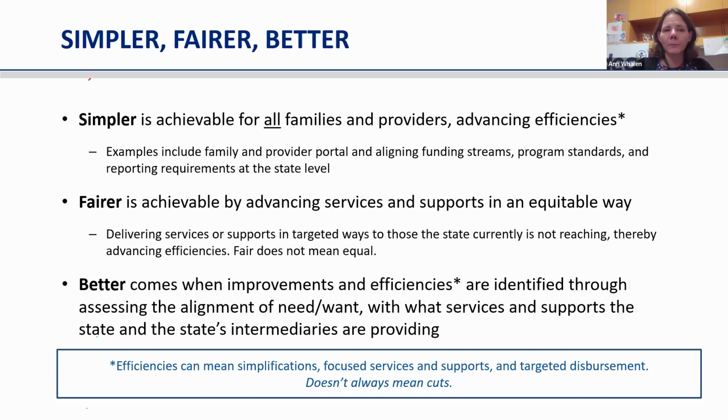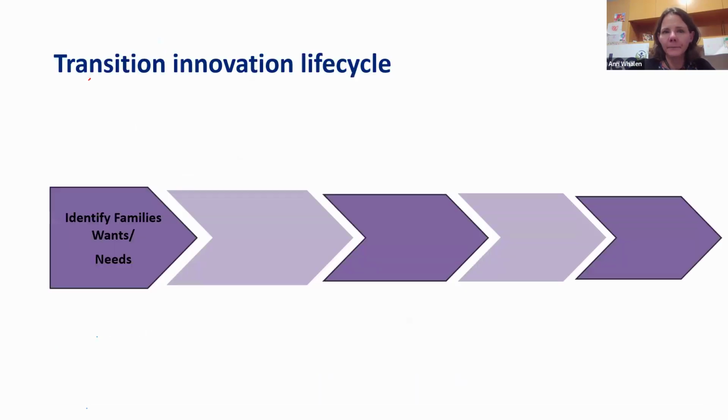And better comes when improvements and efficiencies are identified through assessing and aligning the need and want with what services and support the state and state intermediaries are providing. So kind of matching the want and need with then delivering on those services. Next slide, please. So I want to pause and talk a little bit about what this will look like in practice as we're thinking through the innovation cycle.